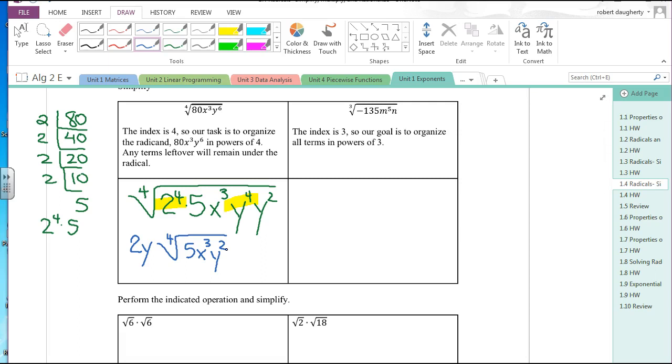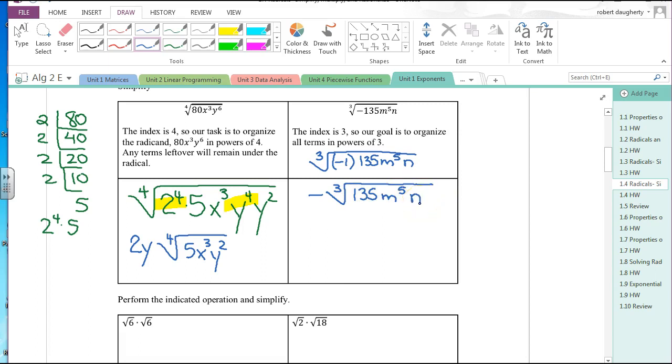Okay, let's look at the next one. The cube root of negative 135 m to the 5th n. How do I deal with that negative sign? Yeah, so if it's a cube root, if it's an odd root, this is the cube root of negative 1 times 135 m to the 5th n. What's the cube root of negative 1? What number can I multiply by itself 3 times and get a negative 1? That's negative 1. So I can make this problem easier. Just bring that negative outside. You can do that for any odd root. Okay, 135 m to the 5th n.